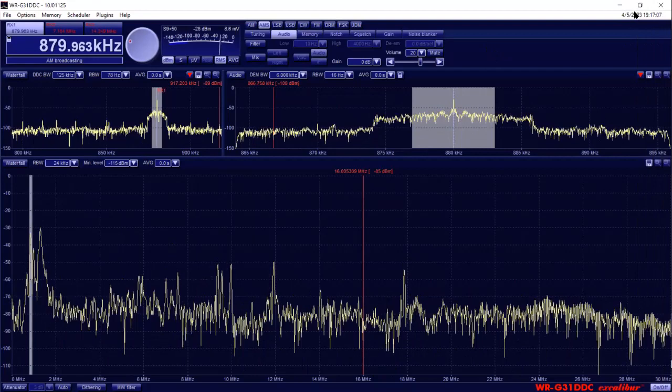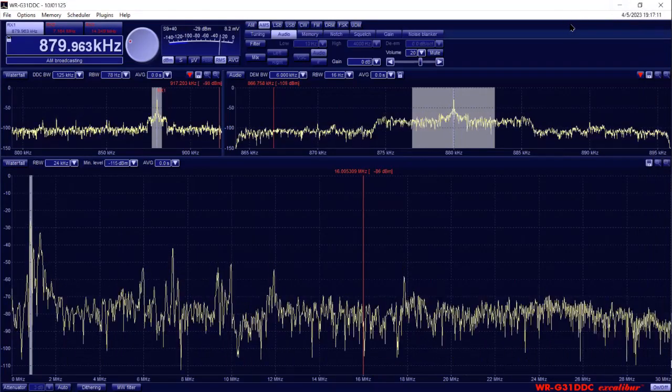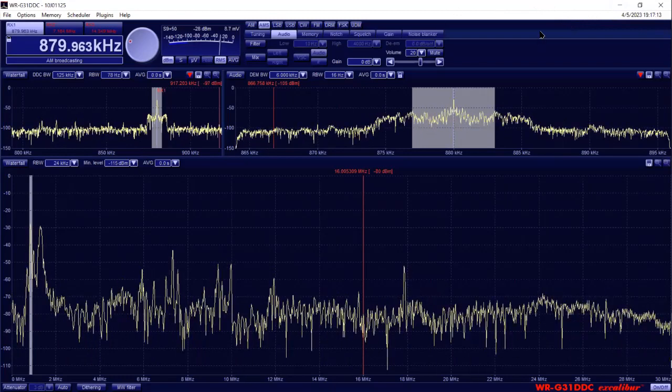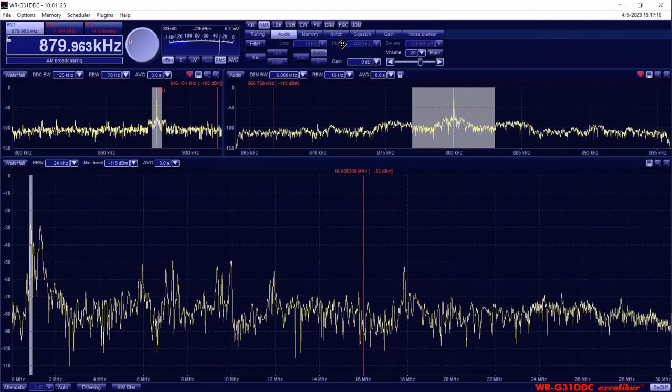What we were attempting to do was to show you that both the upper and lower sideband contain the same information.